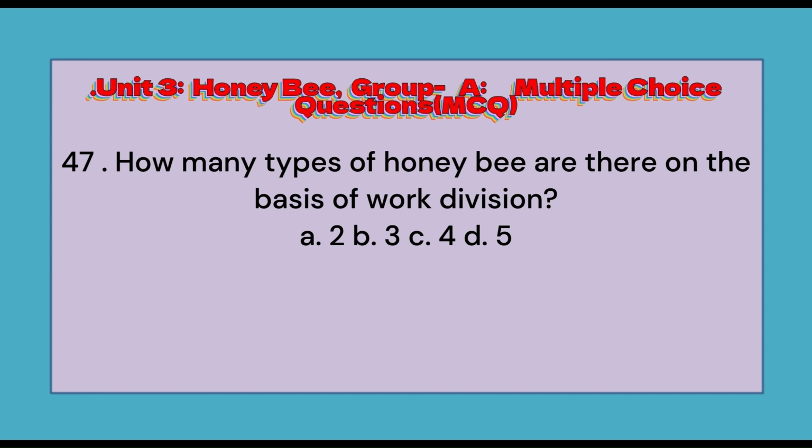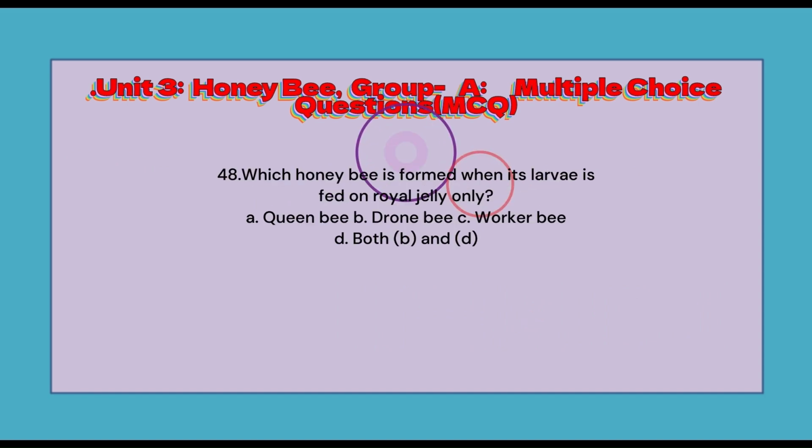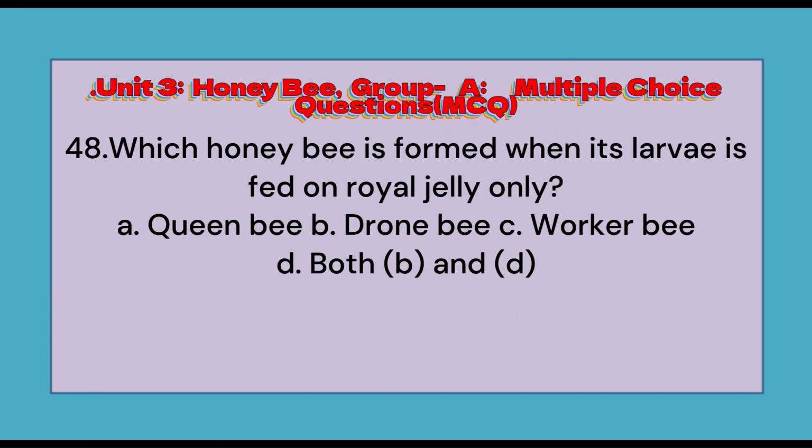47. How many types of honey bee are there on the basis of work division? A. 2. B. 3. C. 4. D. 5. Correct answer: B. 3. 48. Which honey bee is formed when its larvae is fed on royal jelly only?